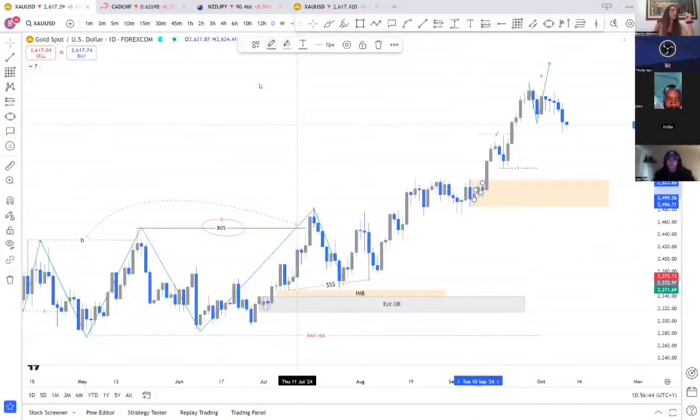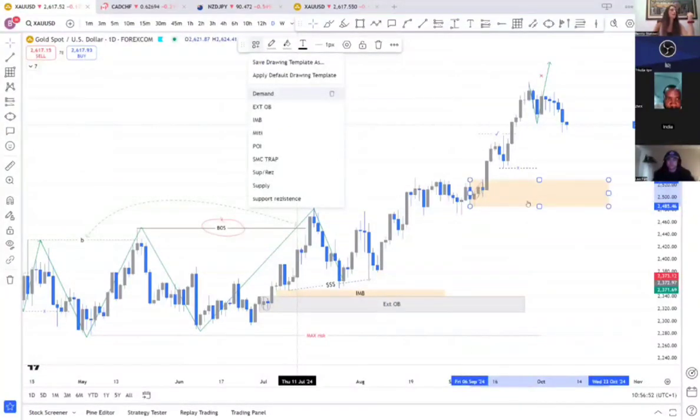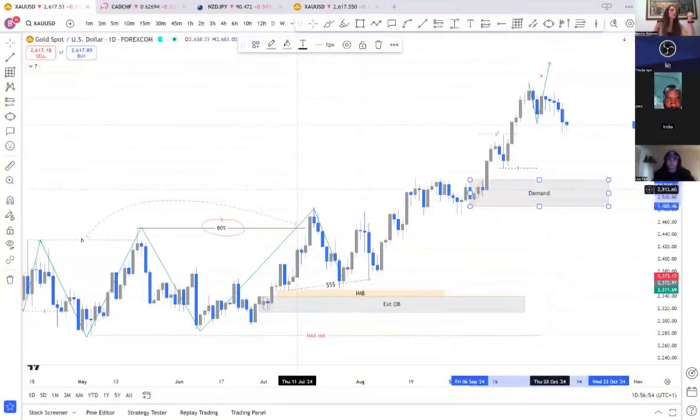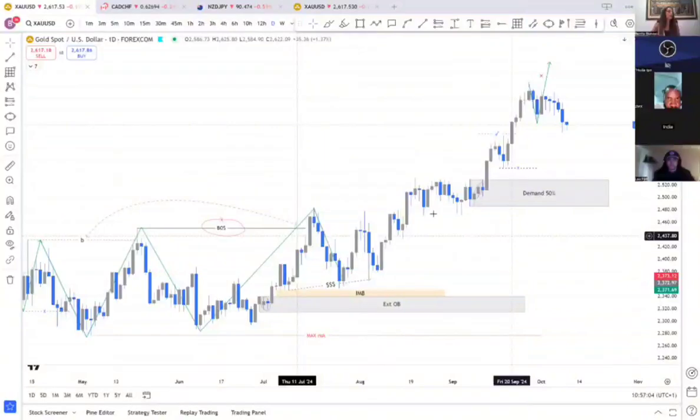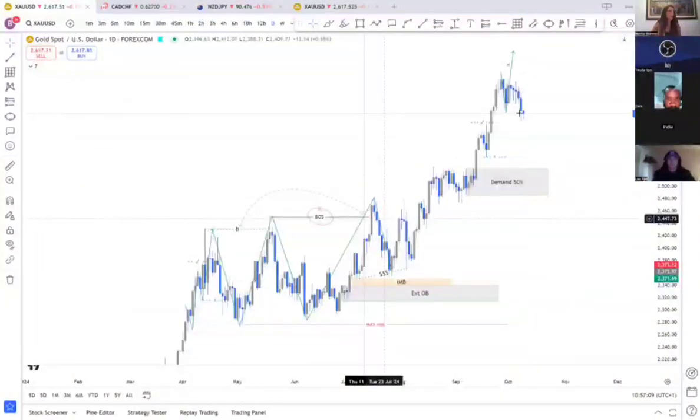And then we mark that as a demand since it's in the uptrend. We mark this as a demand. And usually I add there a 50%, which means there are chances to go down, but if you want to take a risk, you can, because usually gold, when it's in a momentum, tends to respect these zones. So in daily time frame, we can expect two options.